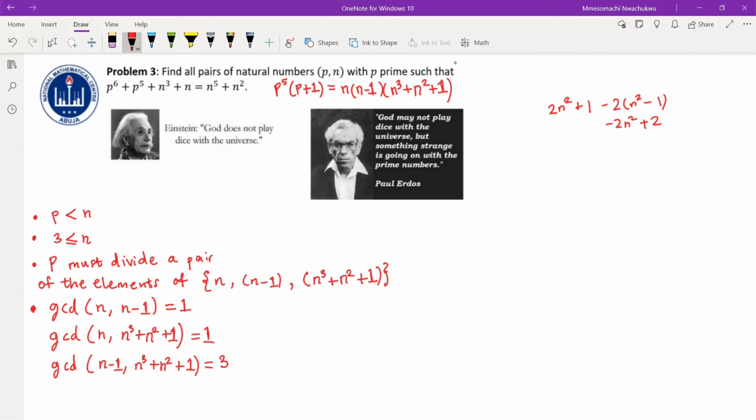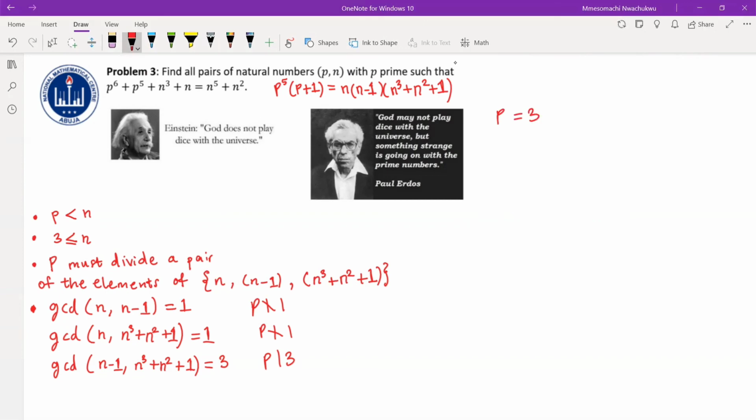So now since the GCD of this is equal to 3, P must divide the GCD. P cannot divide 1, because P is a prime, and if P divides 1, that would force P to be 1. So P divides 3. Since P divides 3 and P is a prime, this gives us that P is equal to 3.